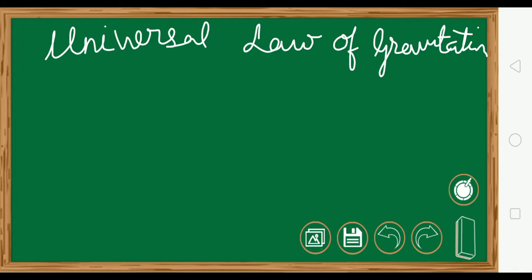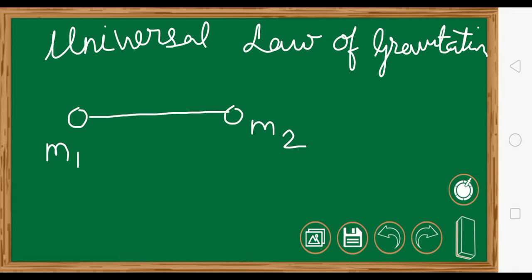Universal law of gravitation. Suppose this is one body of mass m1 and this is a body of mass m2, and the distance between them is r. According to the universal law of gravitation, every body in the universe attracts every other body with some force. So m1 is attracting m2 and in return m2 is also attracting m1.